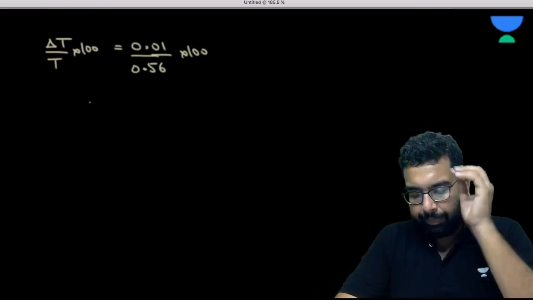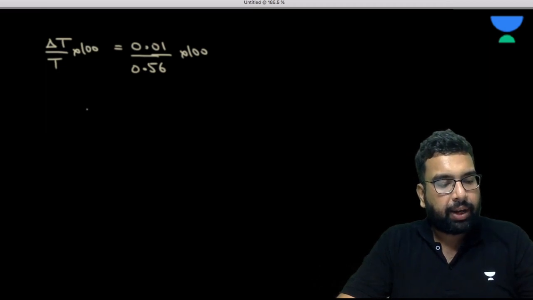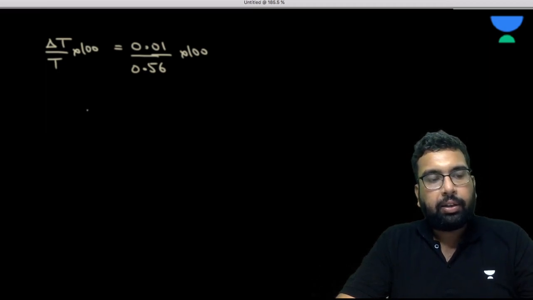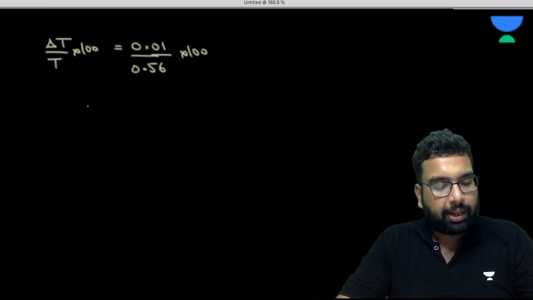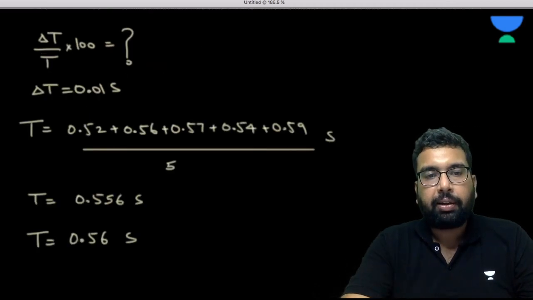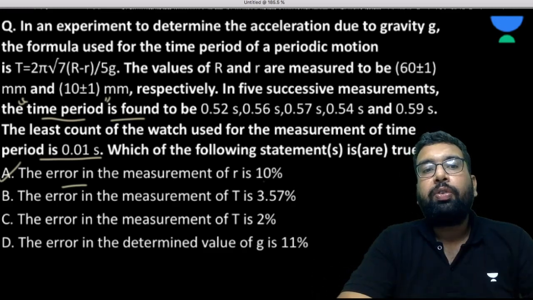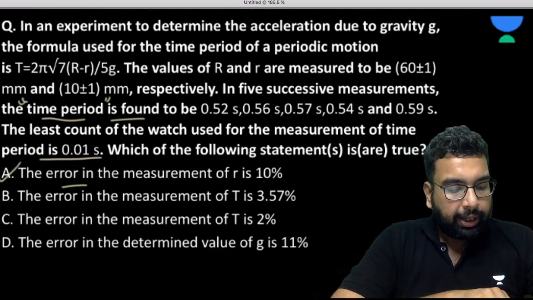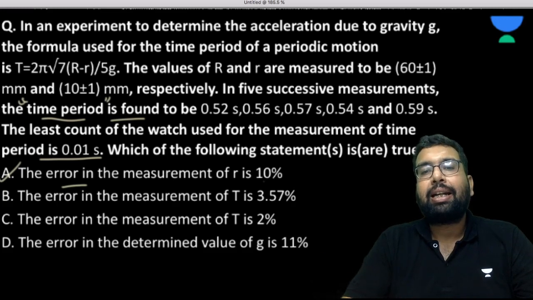Now from here, what are we getting? Okay, no. There is one mistake here. So what is the mistake here? See, there is something missed. The least count of the watch used for the measurement of time period is 0.01. So what is this delta t? The least count of the watch used for measurement of the time.